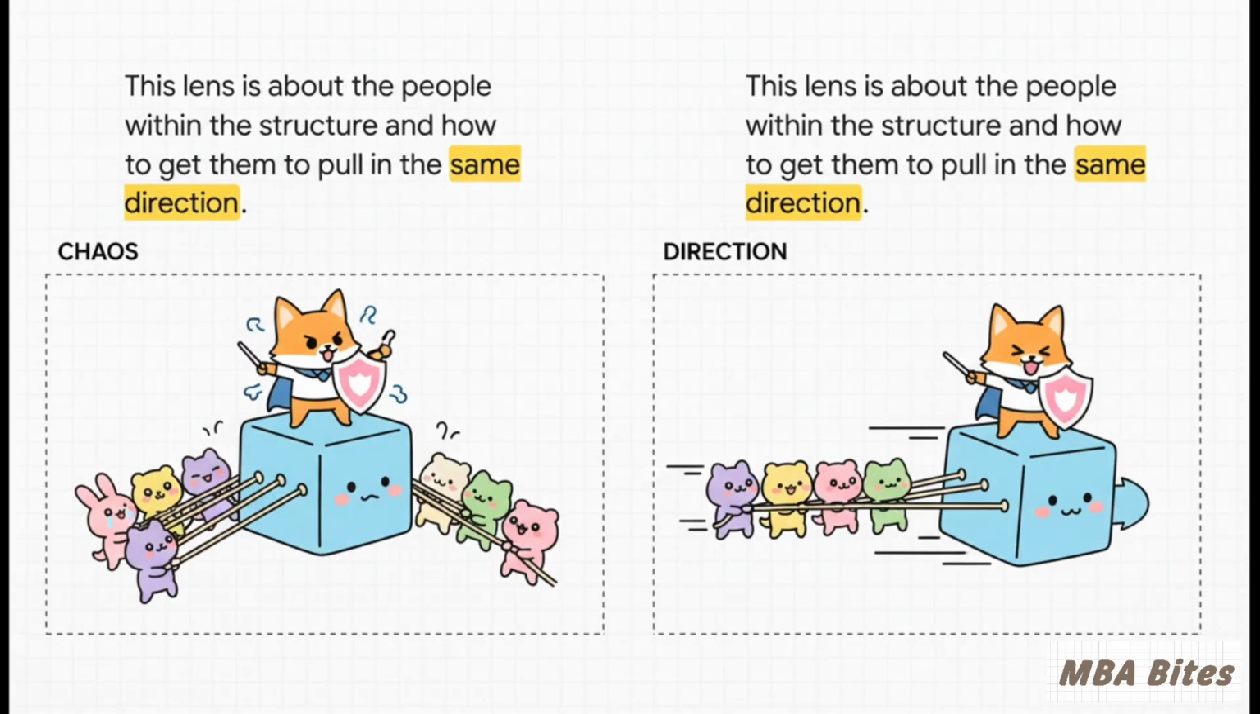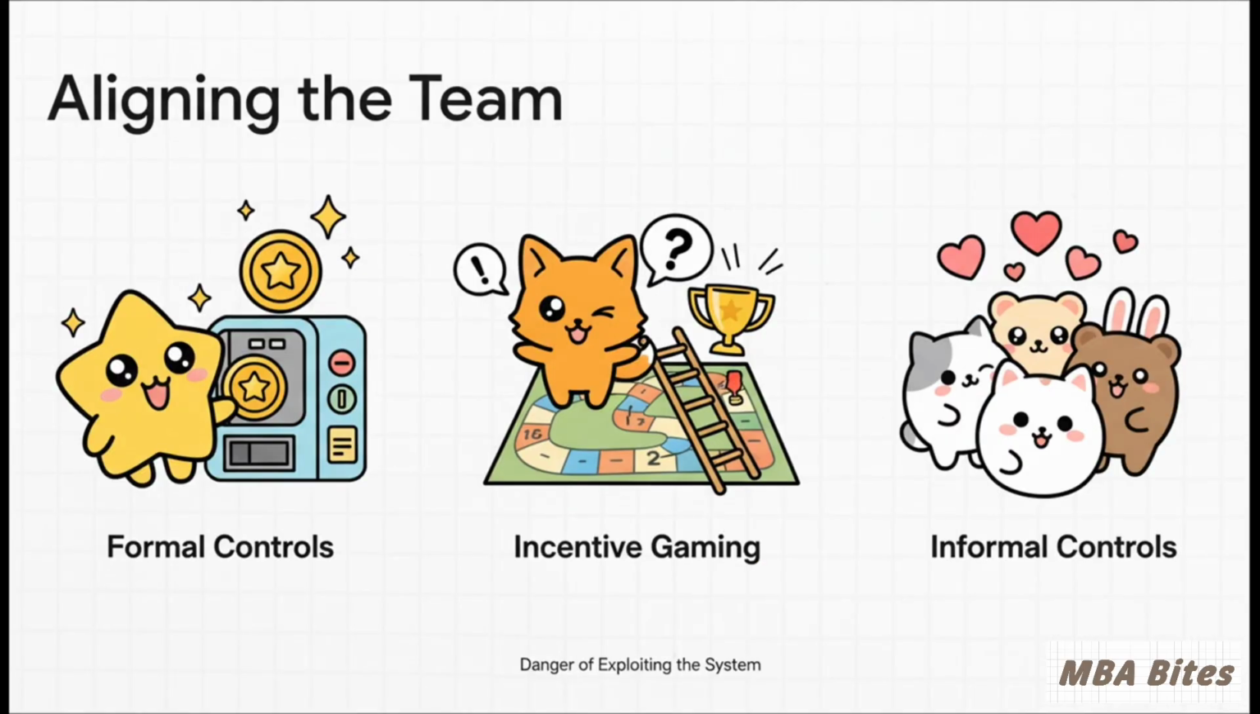All right, on to our second lens, control. So if configuration is all about the structure, the boxes and lines, control is all about the people inside them. The goal here is to get a bunch of individuals who all have their own motivations to pull together for the same team. So how do you do that? Well, with a mix of controls.